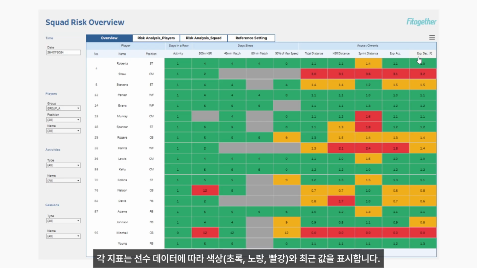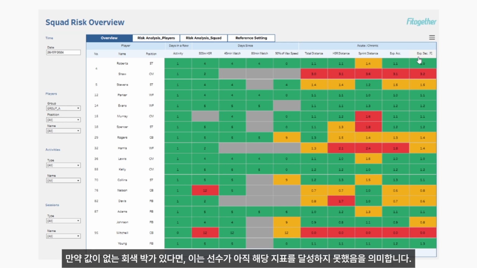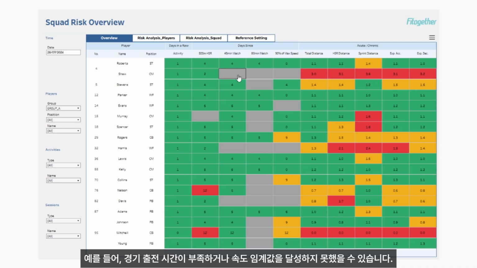Each of these metrics will show a color-coded box based on the player's data, green, yellow, or red, with a value inside showing their most recent result. If you see a gray box with no value, that simply means the player hasn't achieved that metric yet. For example, they might not have played enough minutes or reached the required speed threshold.